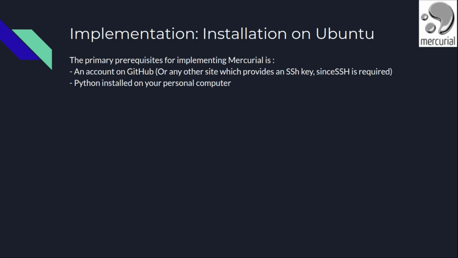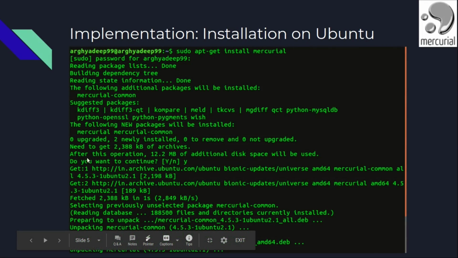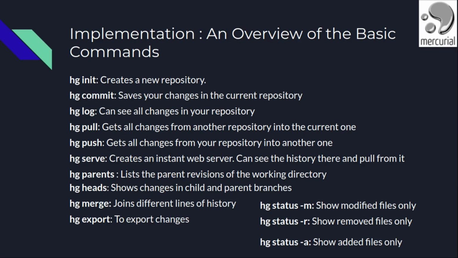So now let us see how to install Mercurial on Ubuntu. The primary prerequisites for implementing Mercurial are at least an account on GitHub or any other site that provides you with an SSH key. Python should be installed in Linux. By default, the latest Linux comes with Python installed. So we will call sudo apt-get install mercurial, and then we just simply press enter and it will get installed.